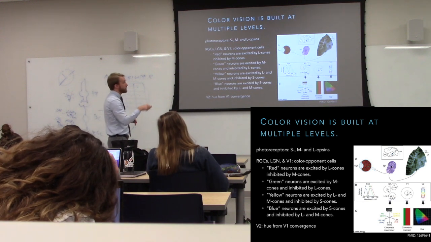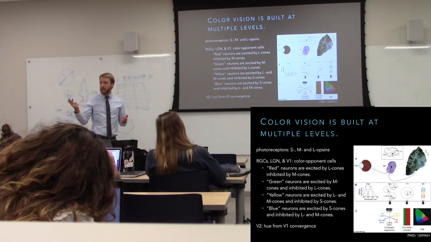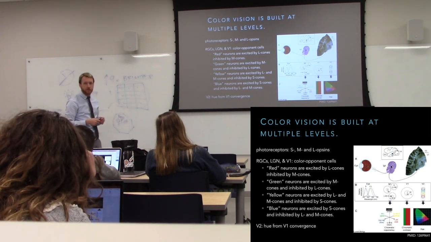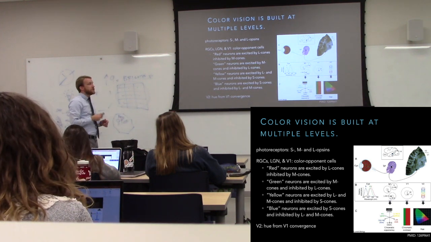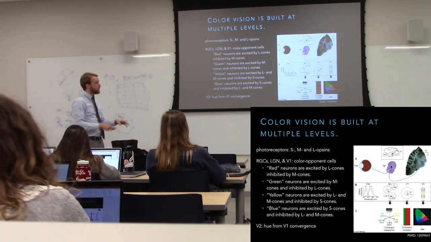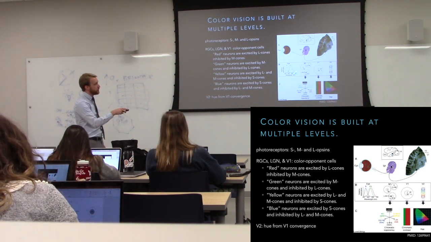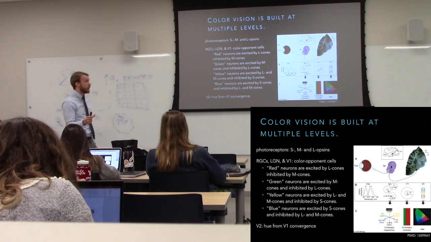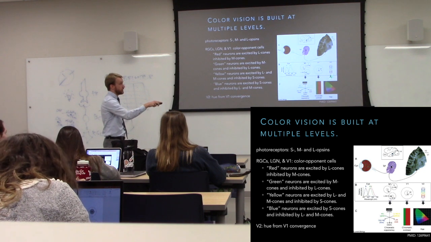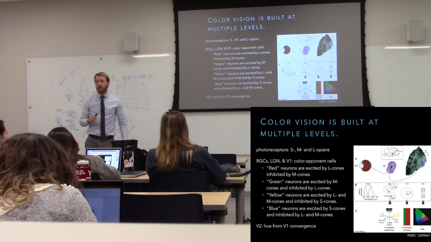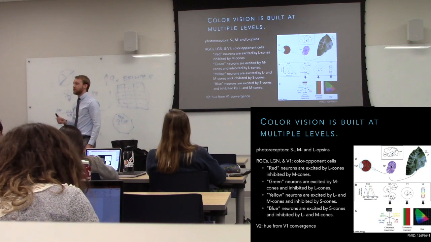For green, same M and L, but now we have on for M, off for L. Now they only respond to green. This is very crude in the retina. We don't really see color. We can pretty well distinguish blues from the rest of the stuff, but that fine distinction of hue is not going to take place until several steps later in the secondary visual cortex. Because most of your retinal ganglion cells are not going to be color opponent cells.